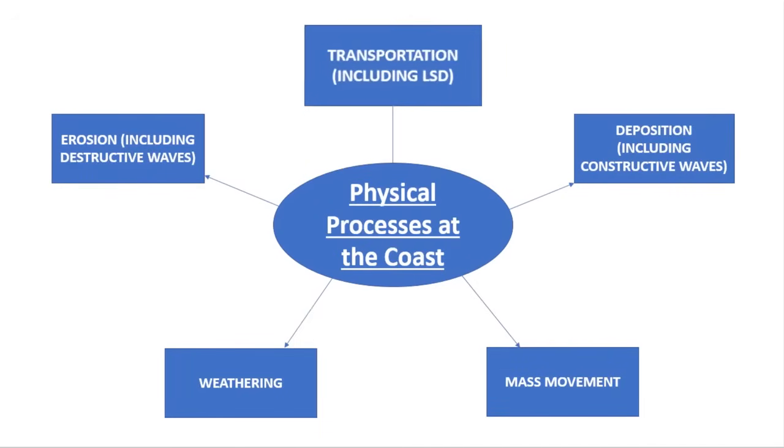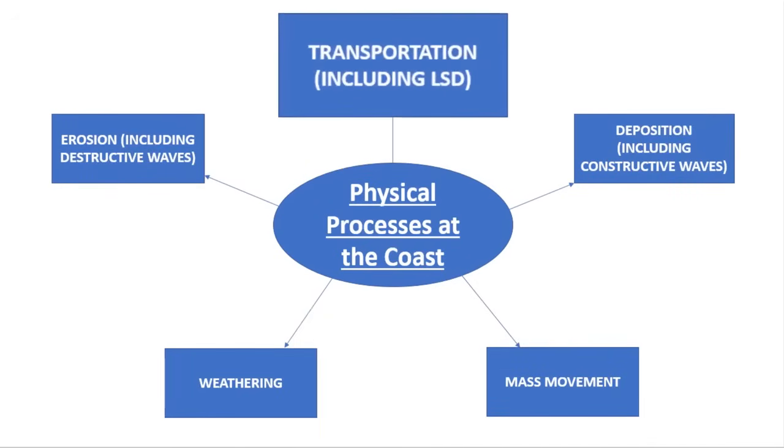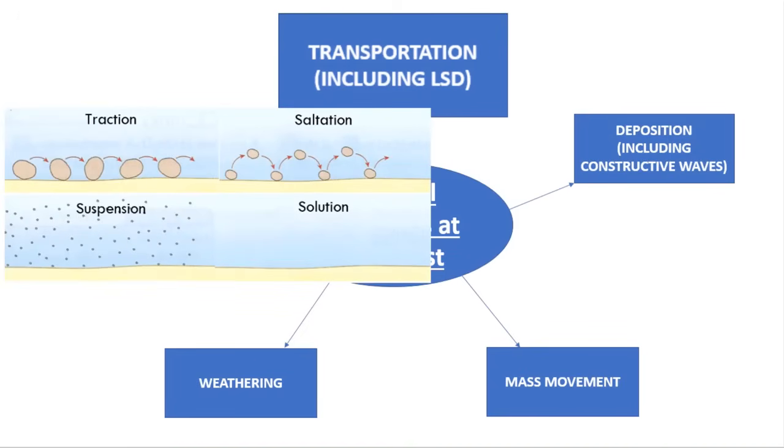So transportation next, including longshore drift. Now longshore drift, critical when it comes to coasts. Not at all important in rivers because it's not relevant, but in coasts very important. So your basic methods of transportation are traction, saltation, suspension, solution. Traction, big material rolled along. Saltation, smaller pebbles being bounced along. Suspension, small enough bits to be carried in the river and in the waves, and solution, dissolved material.